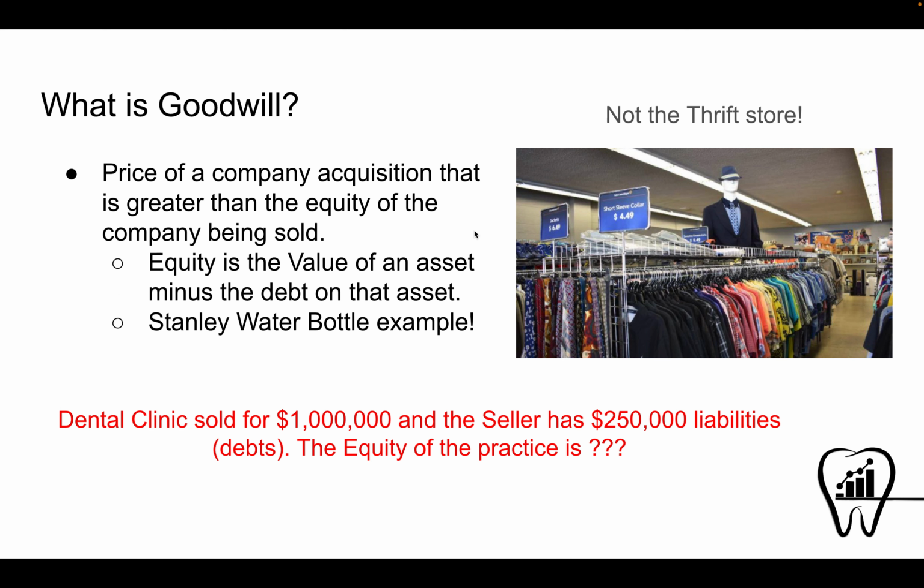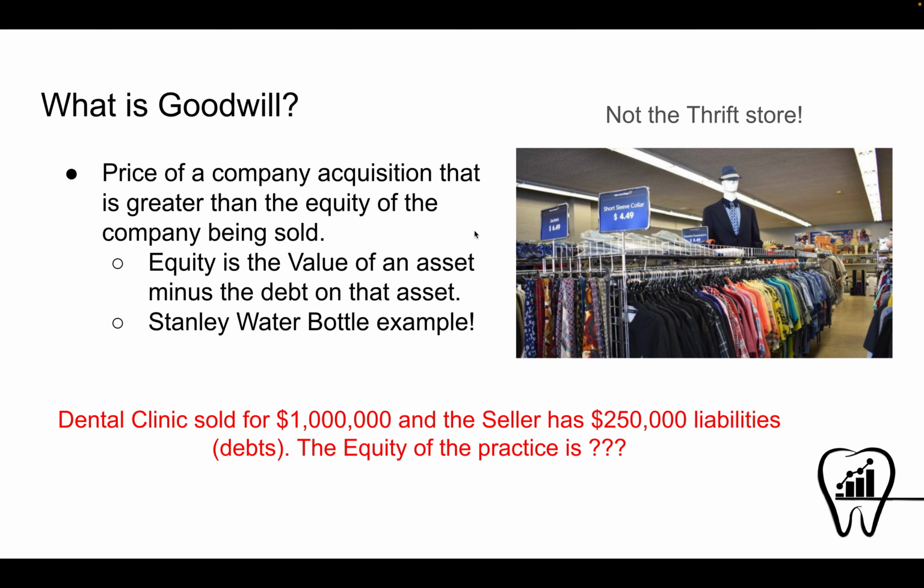So let's say that you really wanted a Stanley water bottle. You don't have all the money to buy that $100 water bottle, right? So you borrow $50 that you're going to pay back. So the equity that you have in that Stanley water bottle is the value of the water bottle, $100, minus any debts that you owe on it, which is $50. Therefore, your equity in the water bottle is $50, right?